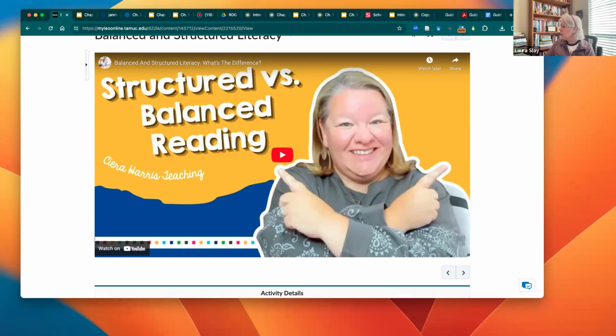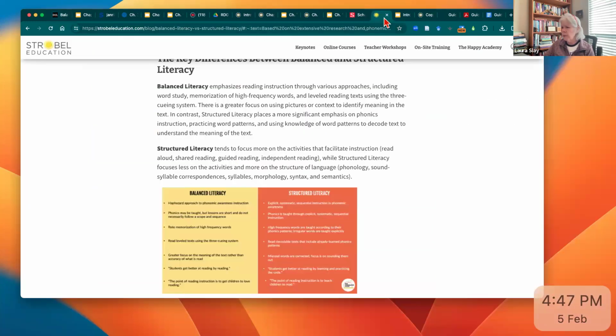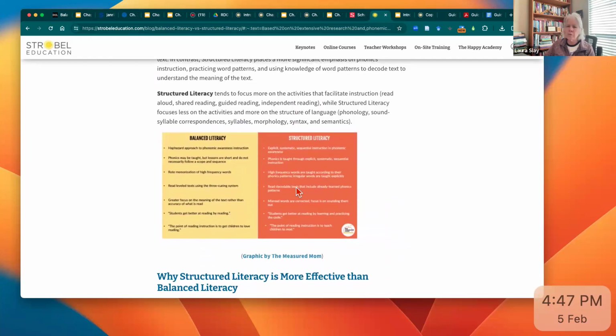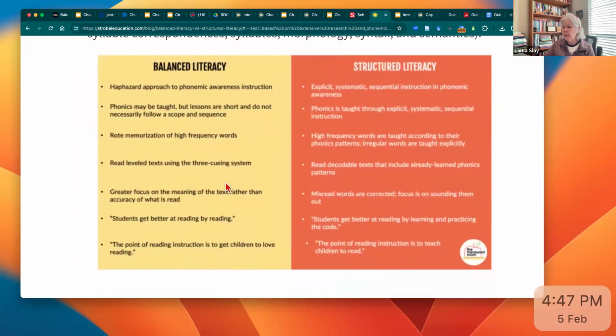I'm going to show you another chart right now that I'm going to pull up and put in here. As I continued to look, I found, you can do lots of reading to understand the differences. But here's a quick chart that says balanced literacy versus structured literacy. And I'm going to just go through a few bullets because I need to add what my experience and my research has shown me. One of the things is, it says balanced literacy is a haphazard approach to phonemic awareness instruction. I think we have to read carefully when we say that.